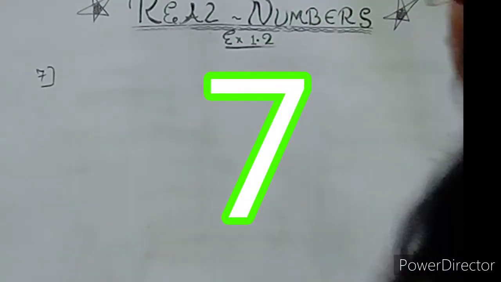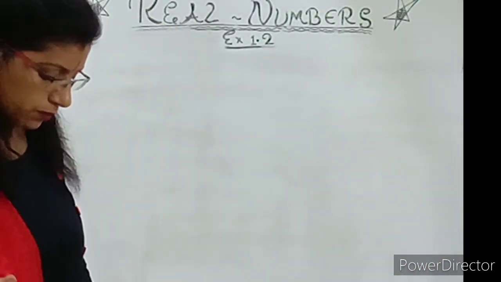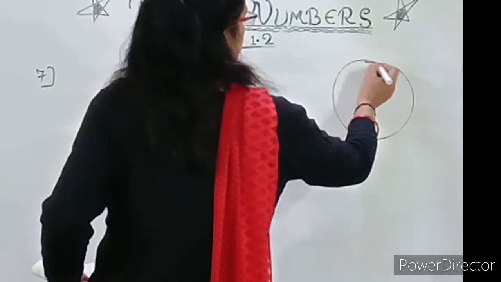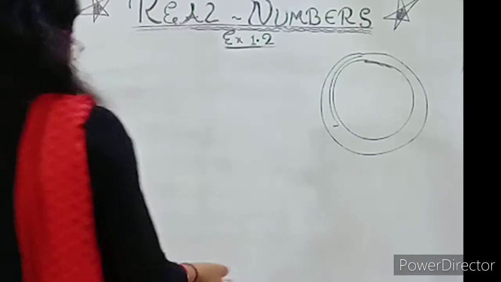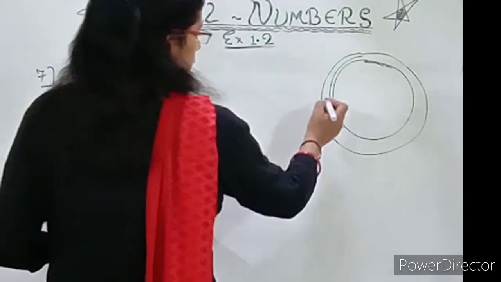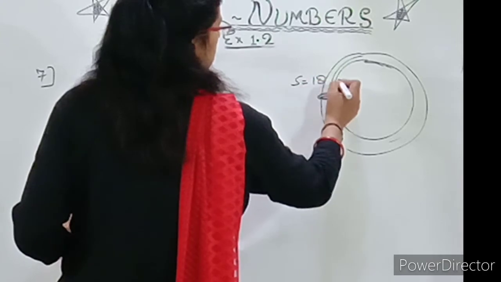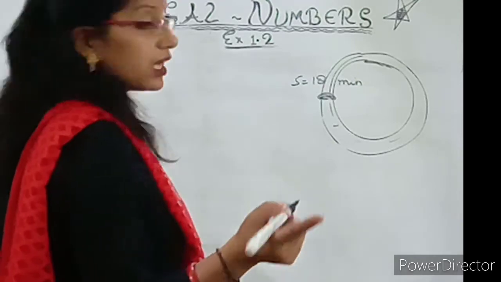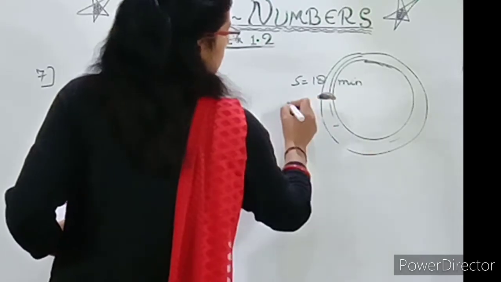Now students, question number 7 is what is given to you in the book. See, there is a circular path around a sports field. The sports field is circular and there is a circular path, where they run. So what they are saying, Sonia takes 18 minutes to drive 1 round. If Sonia starts from here, 1 round she takes 18 minutes, while Ravi takes 12 minutes for the same.